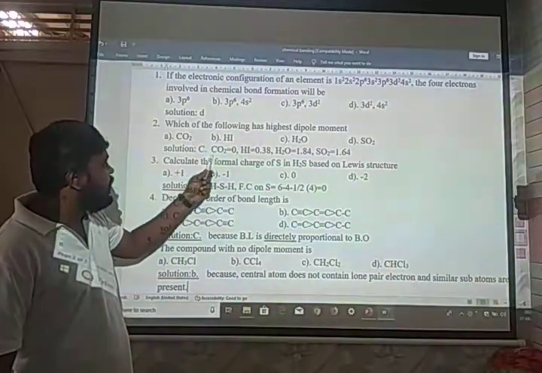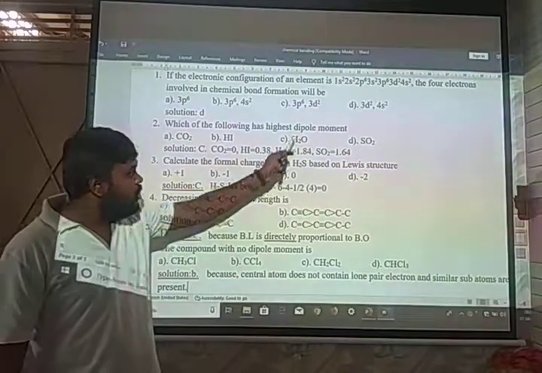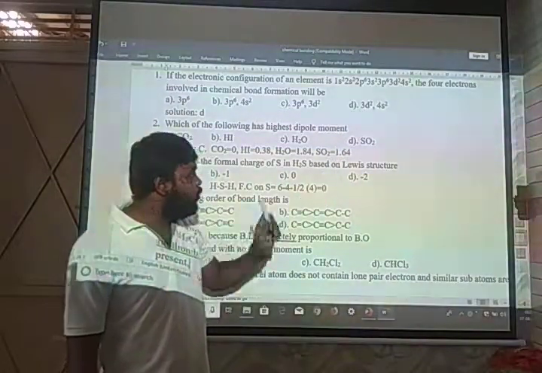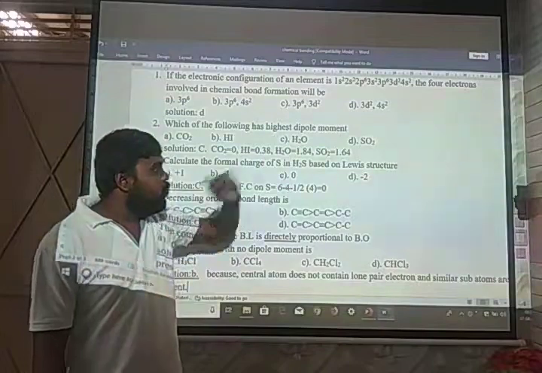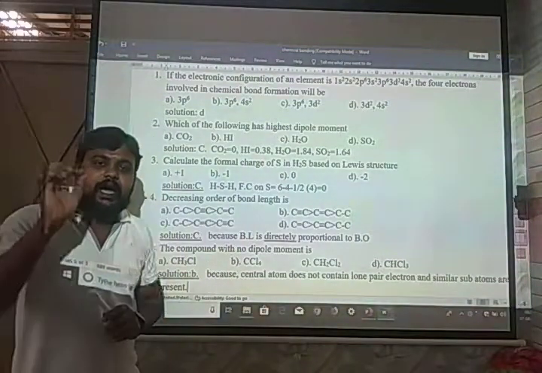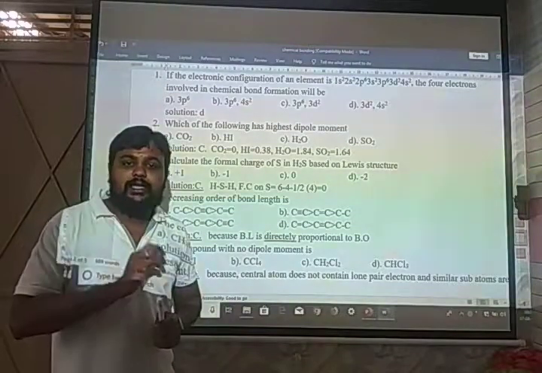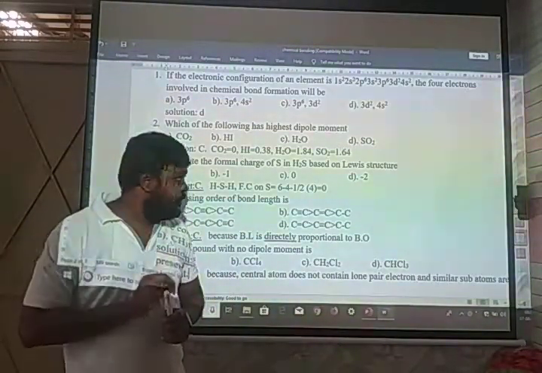First, carbon dioxide has 0 dipole moment. HI has 0.38, water has 1.84, sulfur dioxide has 1.64. So among these values, 1.84 is the highest. Remember, water is the molecule which has a very high dipole moment and a very high dielectric constant. Hence, water is considered a universal polar solvent.